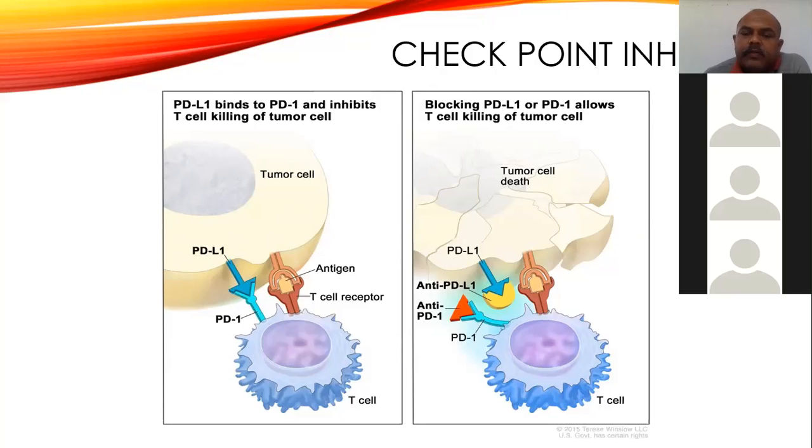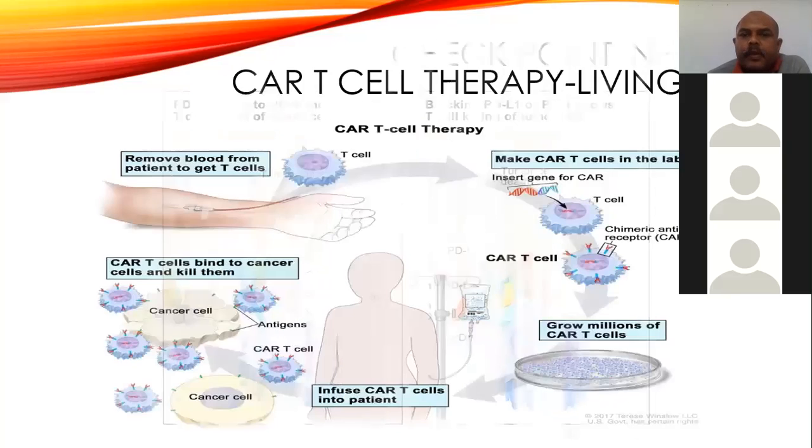So there are medicines called ipilimumab and pembrolizumab. What these medicines do is block this PDL1, PD1 interaction and disable the cancer cell from tricking the T cell. And the T cell kills the cancer cell. These are called checkpoint inhibitors.